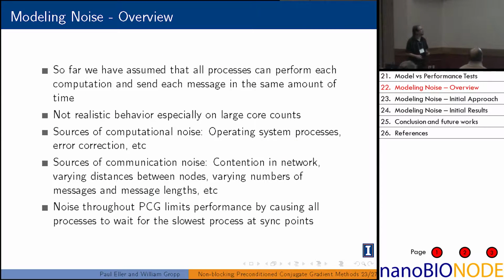So far we've assumed that all processes can perform each computation and send each message in the same amount of time. This isn't realistic behavior, especially on large core counts. There are a lot of sources of computation noise and communication noise, and they can have a pretty sizable impact. So it helps if you can have methods that can deal with these well. In general, noise throughout PCG limits the performance by causing all processes to wait for the slowest process at sync points.